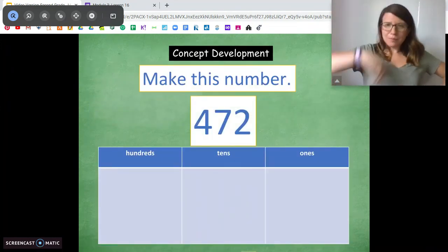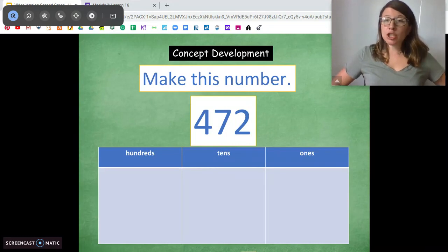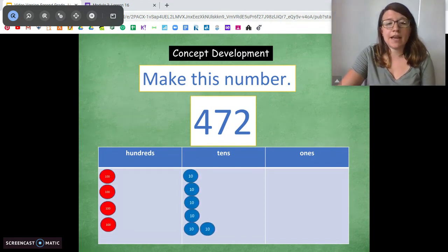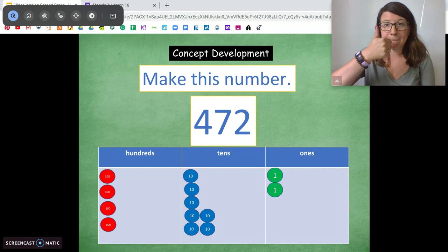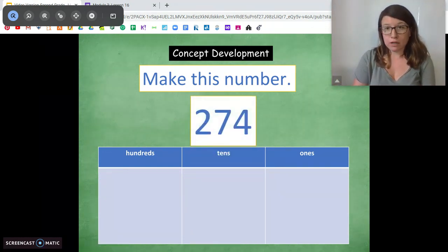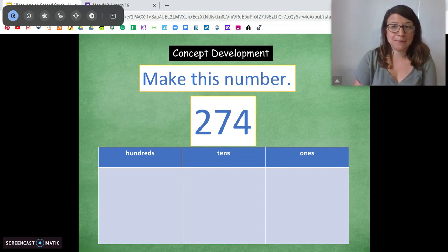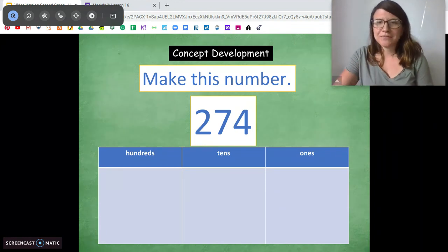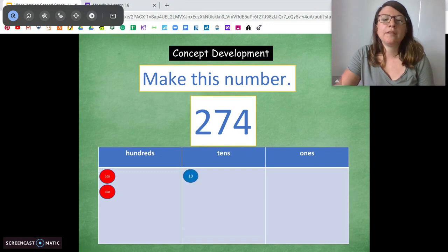Here we go. Make 472 on your place value chart. So pause and do that now. Got it? Let's check. So we should have 4 hundreds, 7 10s, 2 1s. Awesome. On your other place value chart, make 274. Getting tricky. Come back when you're ready. Unpause when you're ready. Got it?